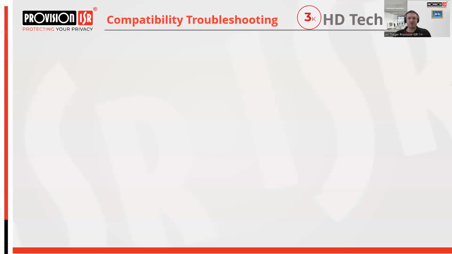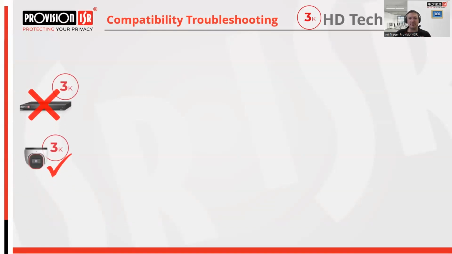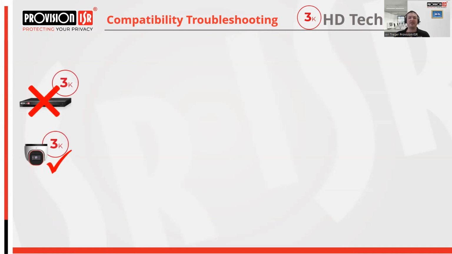I want to move on to our first common compatibility issue. For this example, imagine that you have a 3K camera connected to a non-supported 3K DVR. If you recall at the beginning of this webinar, I explained 3K and 5 megapixel cameras are essentially both 5 megapixel in resolution. The aspect ratio is different. So consequently, some 5 megapixel and 8 megapixel DVRs are not compatible to display in 3K.